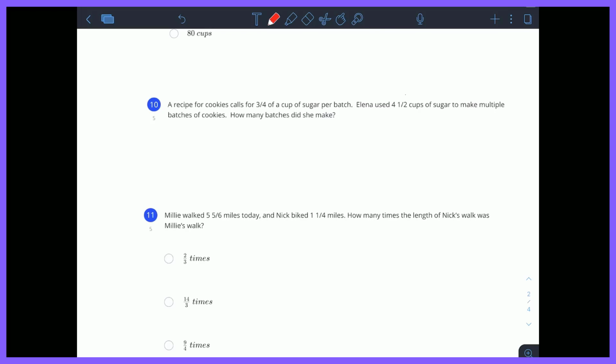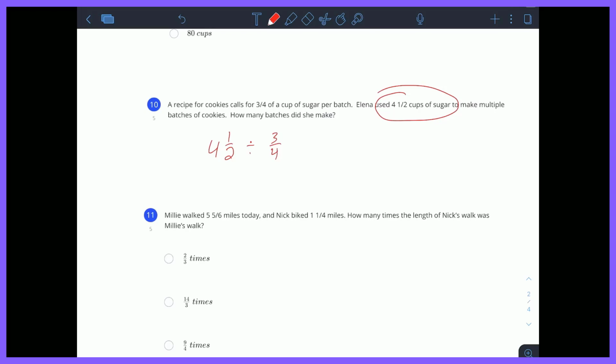If 4.5 cups of sugar was the total that Alina used, and you want to figure out how many times 3/4 went into that, you divide by 3/4. Right? 4.5 divided by 3/4. The total amount of sugar divided by the amount of sugar per single batch of cookies. So the quotient to this problem will be the answer. So we have to divide.